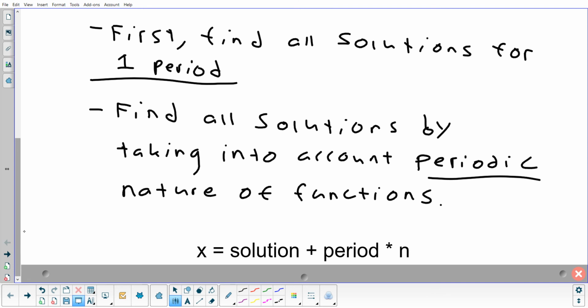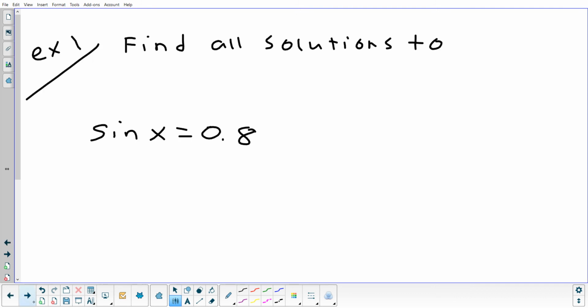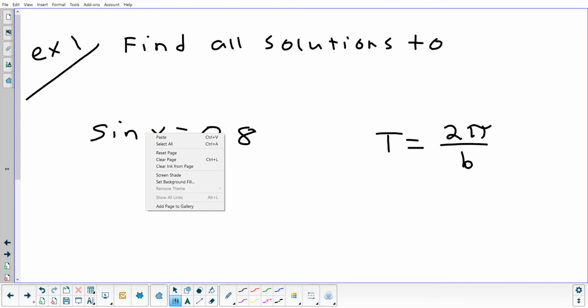So let's start with a simple one where we already know how to find the period and just review that, and then we'll get into a more complex problem. All right, so find all solutions. Does anybody remember what the formula was to find the period of a sine function? Yeah? 2 pi over b. It was 2 pi over b. In this case, b is what? What's the number that's in front of x? Yep. 1. Think of it as a 1.